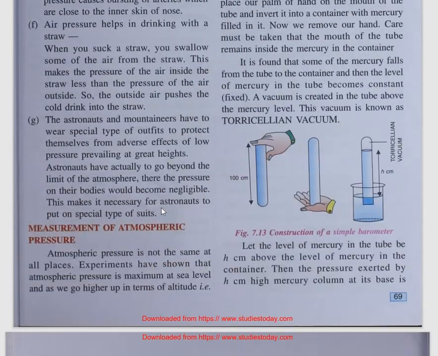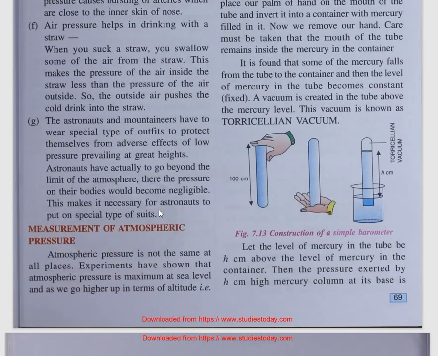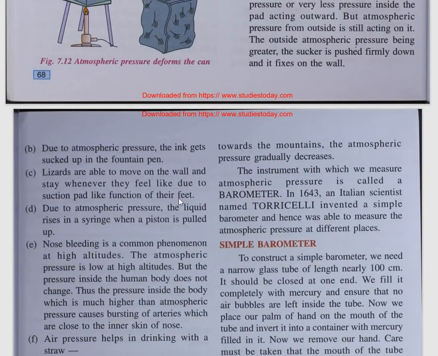Measurement of atmospheric pressure. Atmospheric pressure is not the same at all places. Experiments have shown that atmospheric pressure is maximum at sea level, and as we go higher in altitude, that is towards the mountains, the atmospheric pressure gradually decreases. A manometer is used to measure the pressure applied by a liquid, and a barometer is used to measure the atmospheric pressure. The instrument used to measure the atmospheric pressure is called a barometer.